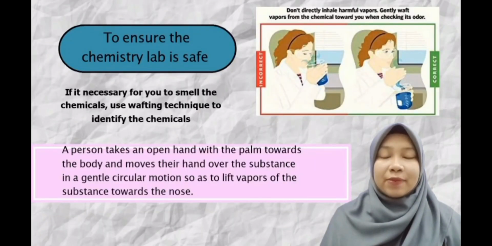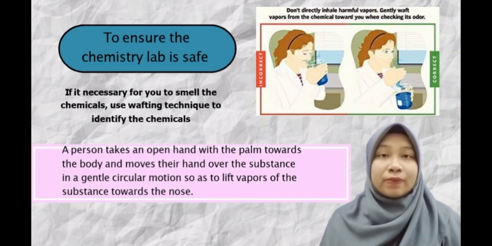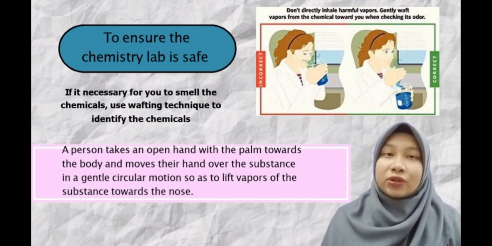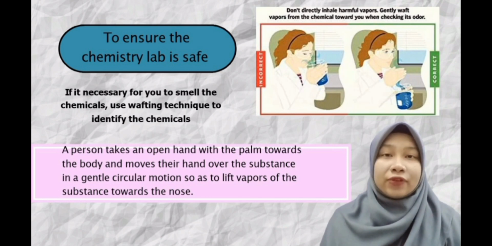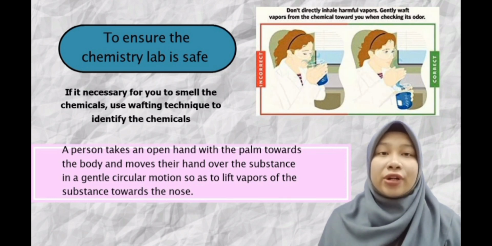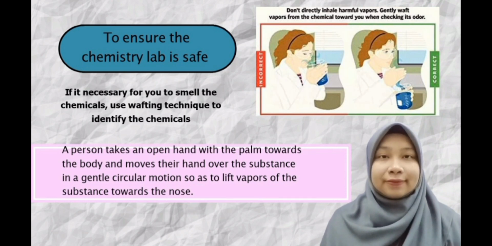To ensure the chemistry lab is safe, students should follow all the instructions given by the teacher. Therefore, any techniques regarding safety rules must be practiced. For example, if it's necessary to smell the chemicals, use the wafting technique to identify the chemicals. Here is the video on how to use the technique.